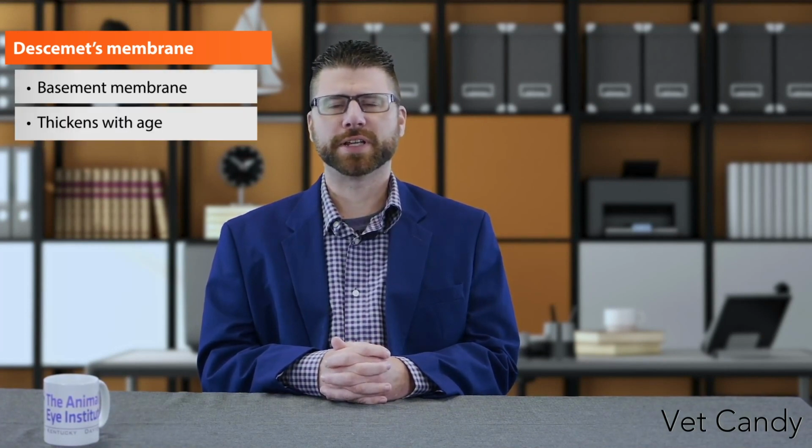Descemet's membrane is a basement membrane of the posterior endothelium, and it thickens as the animal ages. The endothelium is a single layer of flattened cells. It is possibly regenerative in younger animals, but it is non-regenerative in older animals. The endothelium has a density of 3,600 cells per square millimeter in dogs less than 1 year old. As the animal ages, they will lose greater than 50% of these cells. Other cells become pleomorphic at this time, typically less than 2,100 cells per square millimeter in older dogs.